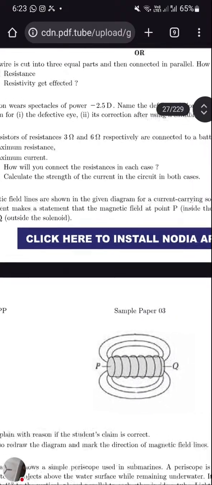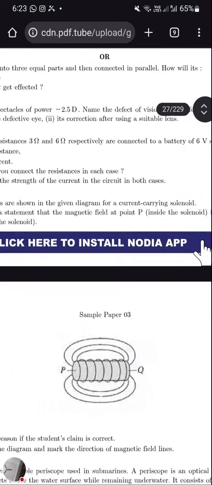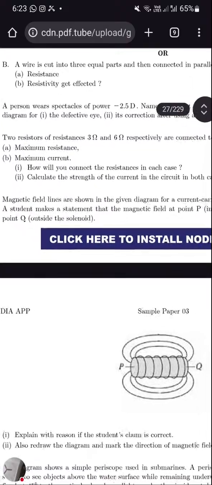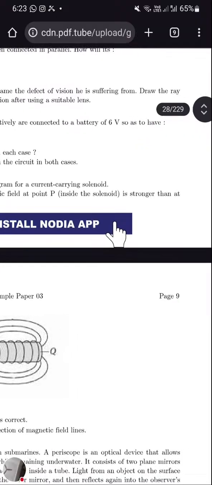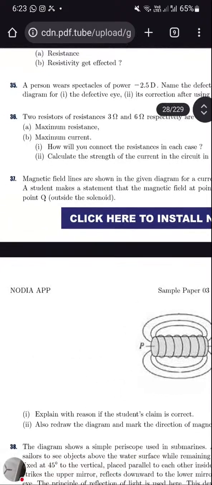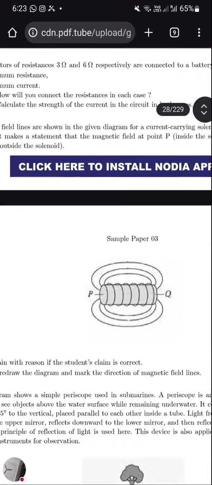Next question. Magnetic field lines are shown in the figure of a current carrying solenoid. A student makes a statement that the magnetic field at P, that is inside the solenoid, is stronger compared to Q outside. So inside the solenoid, the strength is stronger compared to outside, because on the outside the field lines' distance is increasing. Field is reciprocal to the distance from the conductor. As the distance is increasing, the field will become weaker.